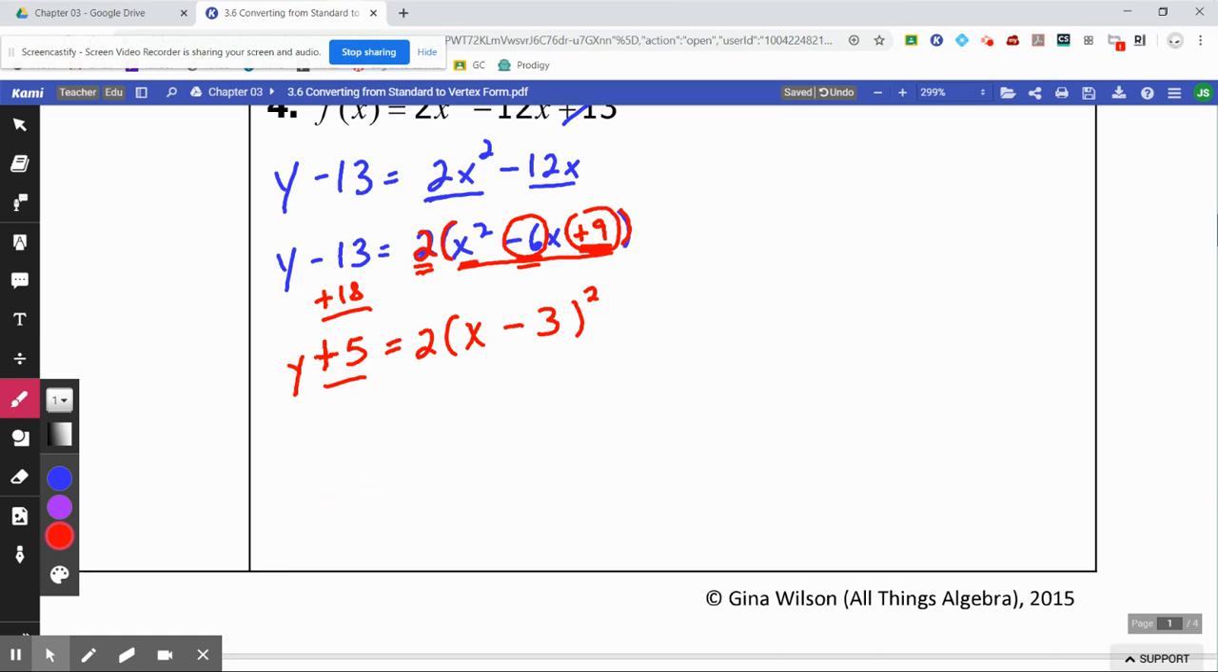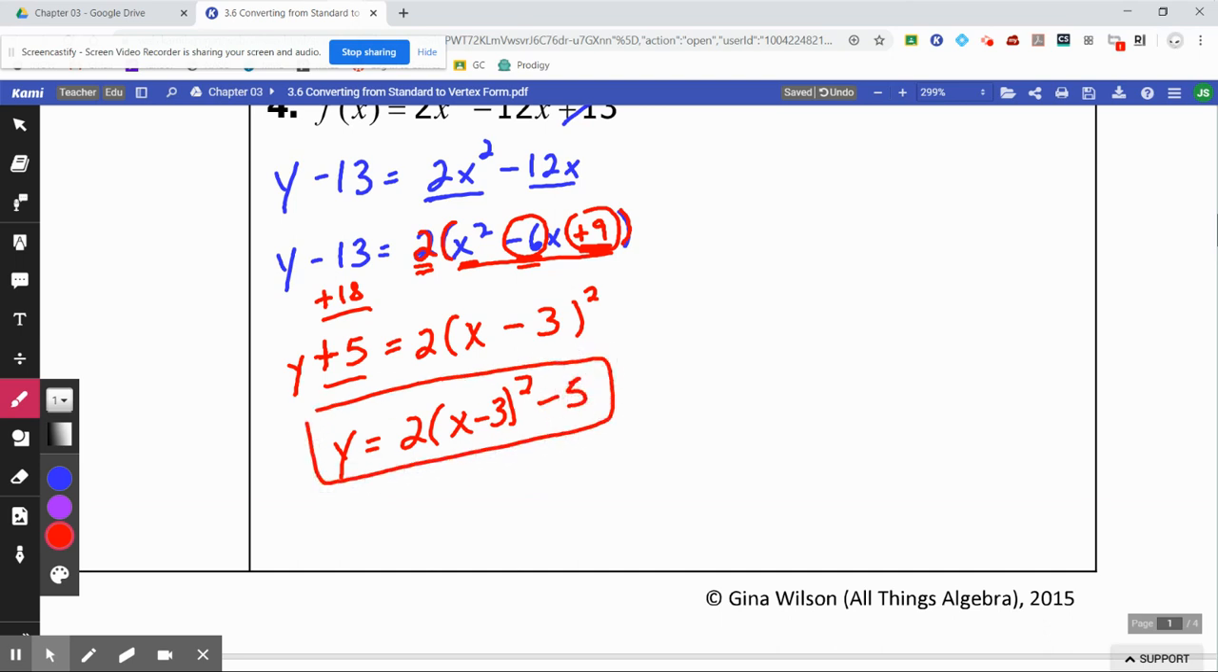Last step, move the 5 back over, gives you y equals 2 parentheses x minus 3 squared minus 5. Make sure you change signs when you move it back over. Your vertex can be found here. Your vertex got shifted right 3, the opposite, and down 5. So your vertex is at 3, -5.